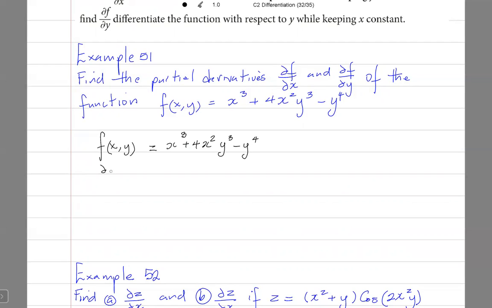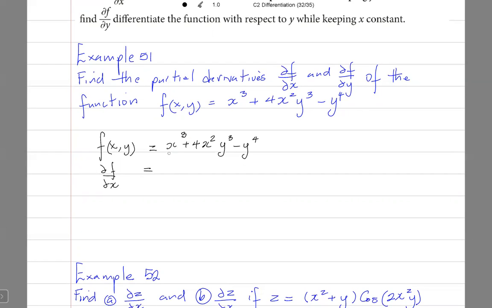Now, if we're asked to find del f by del x, essentially what we're being asked to do is to differentiate the right-hand side with respect to x, and at the same time, you're going to treat y as if it is a constant. So when you look at y, it is like 3, or like 2, or like 1; you're treating y as a constant. So let's differentiate with respect to x.